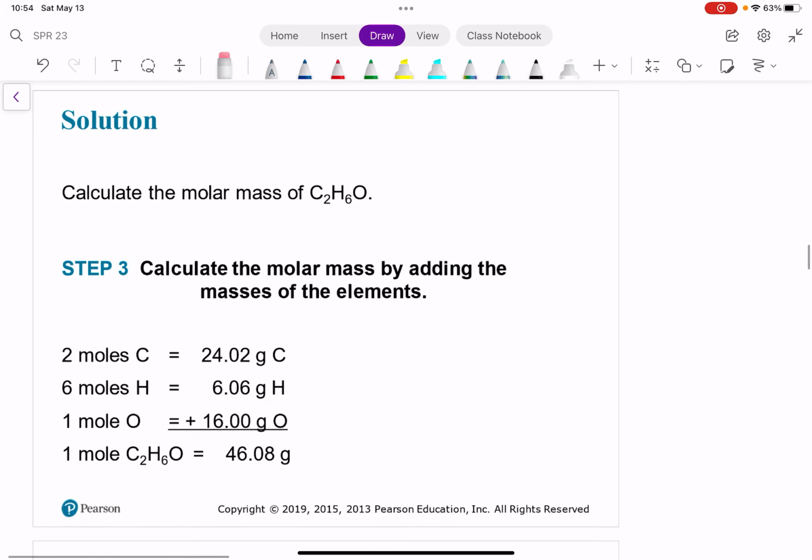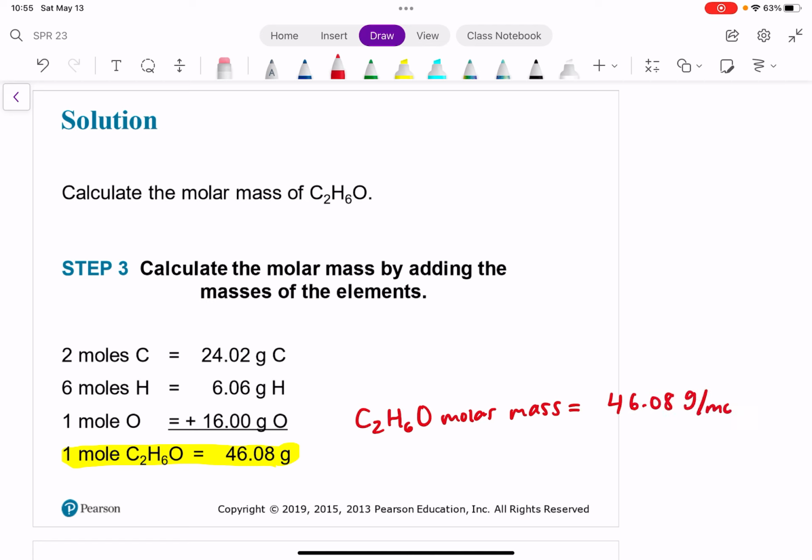And let's see, their units here are just grams. The only reason they're just grams there is because they're showing that they have 1 mole of their C2H6O. So they're just showing the equality. But if you were just writing the molar mass for C2H6O, you would write it like this: 46.08 grams per mole. Those are the units for molar mass, okay?